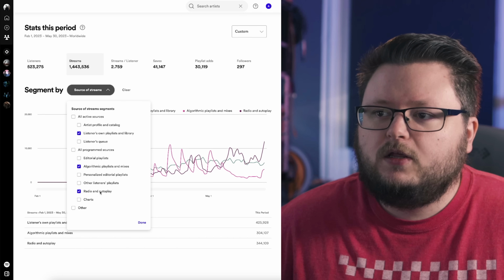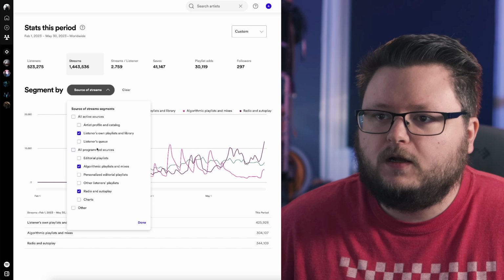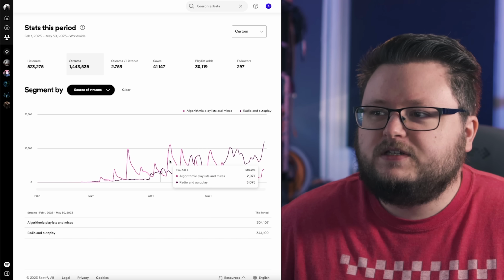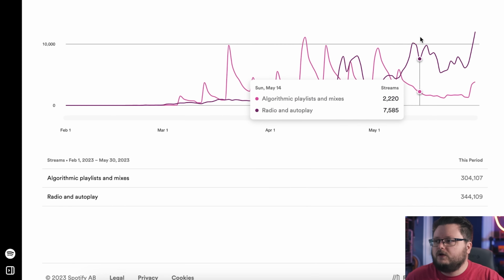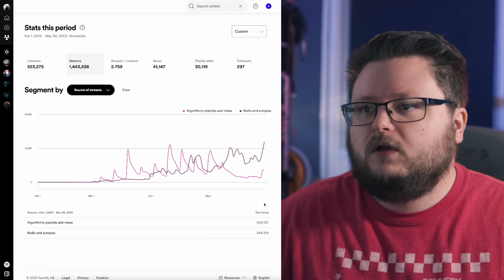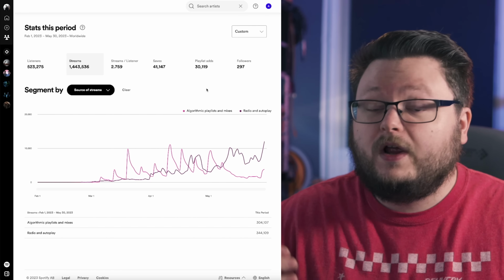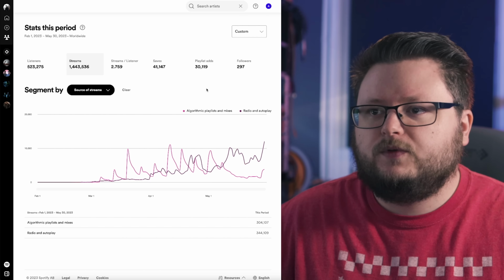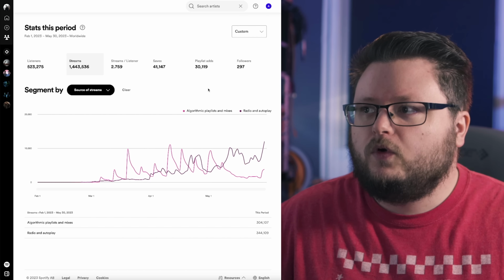Now, if we add in radio and autoplay, and I'm gonna turn off some stuff here, we can see algorithmic compared to radio and autoplay. And the reason why I'm doing this is because these two categories alone are 650,000 streams. So again, the vast majority of the streams you get in a song don't happen directly from your ad campaign. They're caused from your ad campaign, but they're not directly correlated.